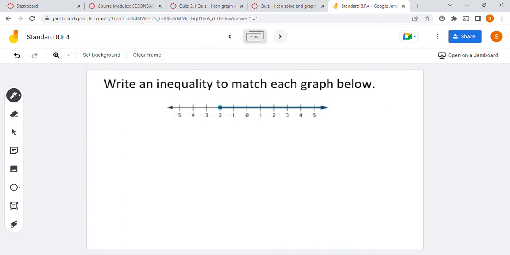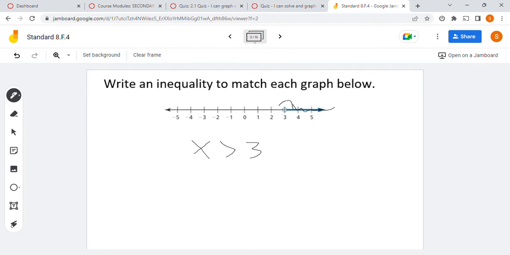The next one, we're going to say x is, in this case, we're shaded over to the right. So that would be greater than, closed circle means it's equal to, and -2 is the number that we're comparing that to. Number 3, we've got x is greater than 3, because we're shaded over to the right here. The circle is an open circle, so there is no equal to. We're going to stick with just x is greater than 3.